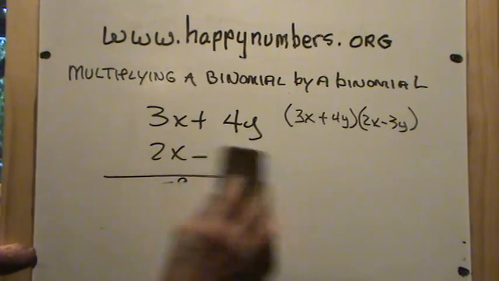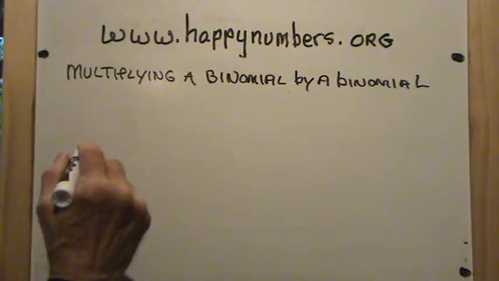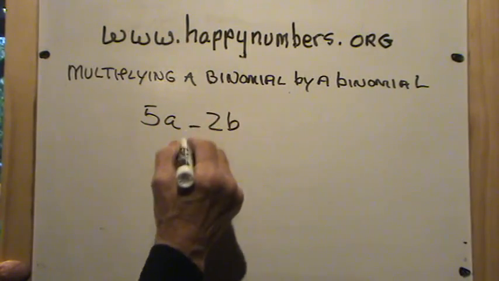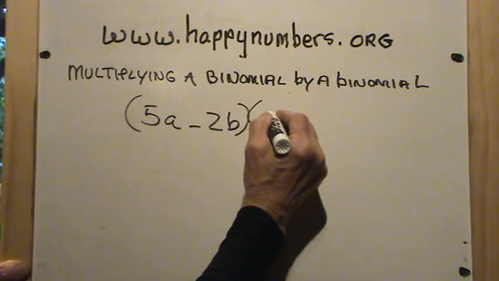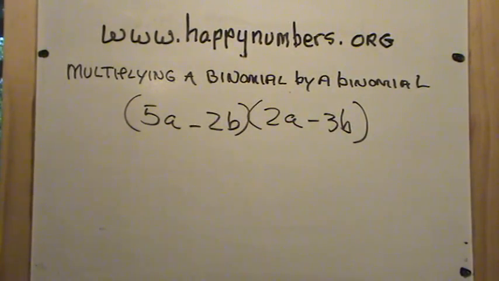All right, one more quick problem for you. Let's take this. 5a minus 2b. I'm going to put it in this form. 2a minus 3b. Okay, go ahead and solve that problem for us. Put your DVD on pause, then turn it on and solve it.